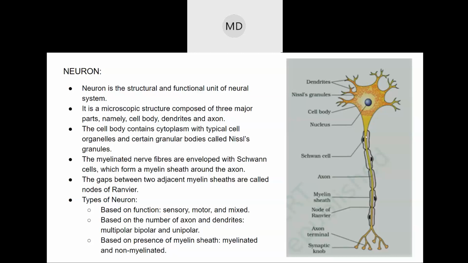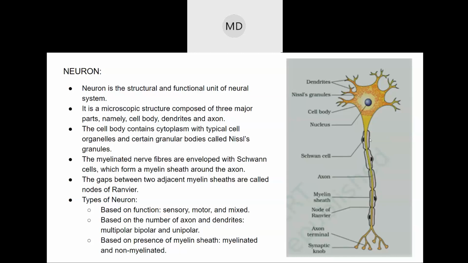Then this is the axon. Now this blackish portion, this dot thing, is the Schwann cell. This is also a type of cell. What is the function of the Schwann cell? The Schwann cell forms this myelin sheath, the covering on top of the axon that you can see. This covering is known as the myelin sheath, and it is formed by the Schwann cell.